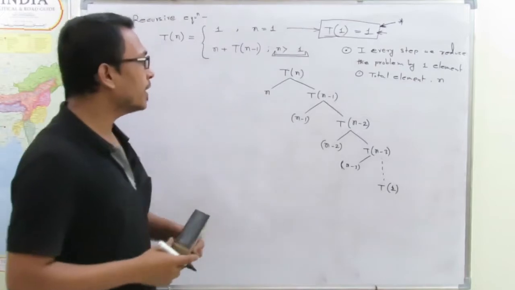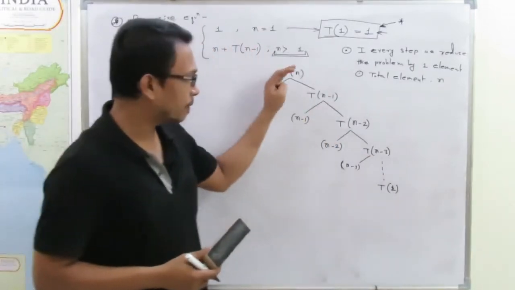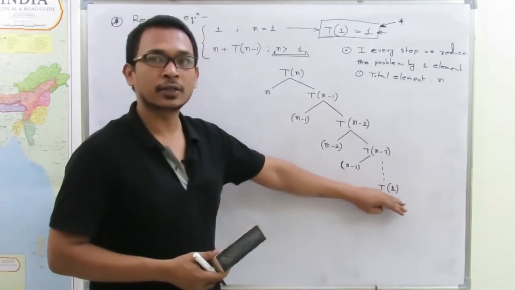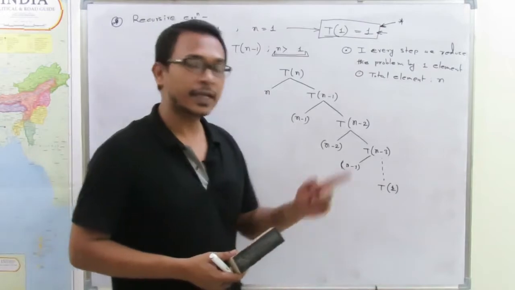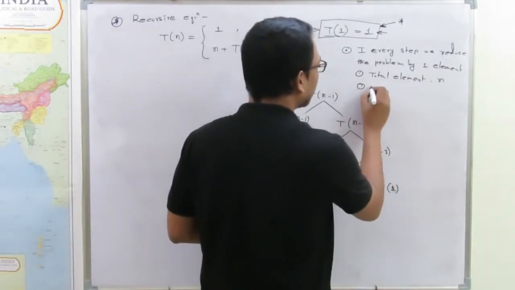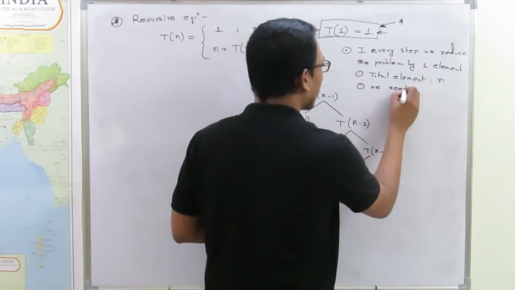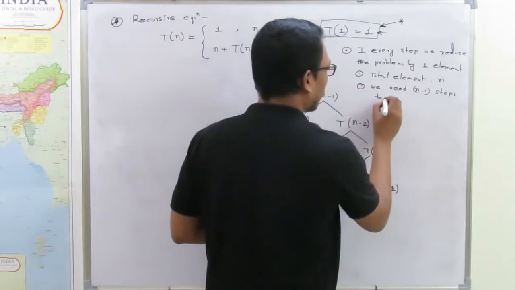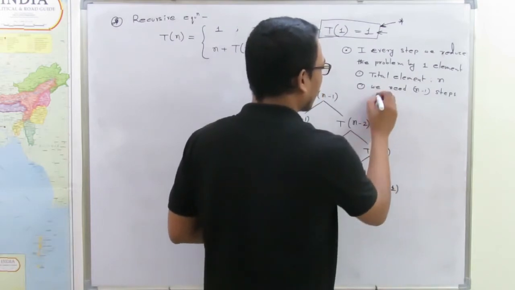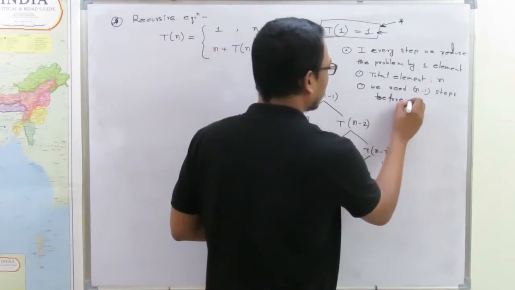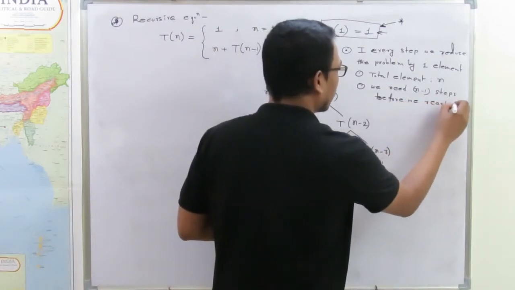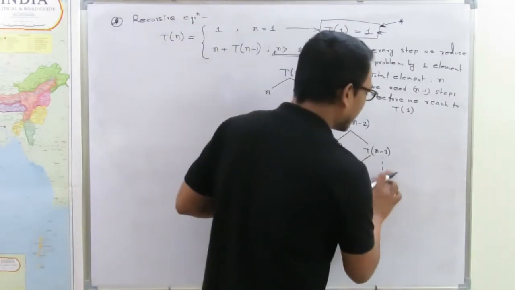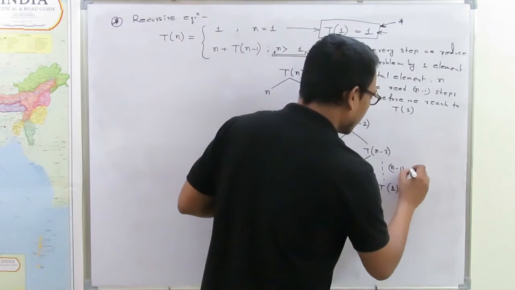So how many steps do we need to apply before we reach T of 1? That is our base condition. How many steps do we need to reduce? We need n minus 1 steps before we reach T of 1. That means here we apply n minus 1 repeated steps.